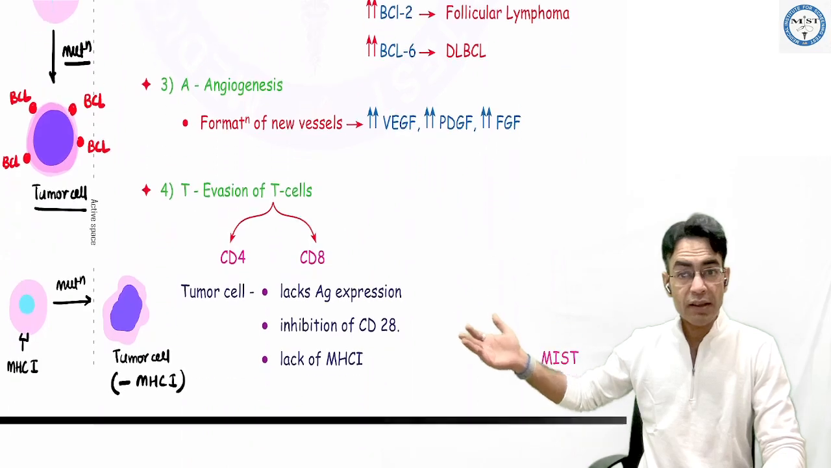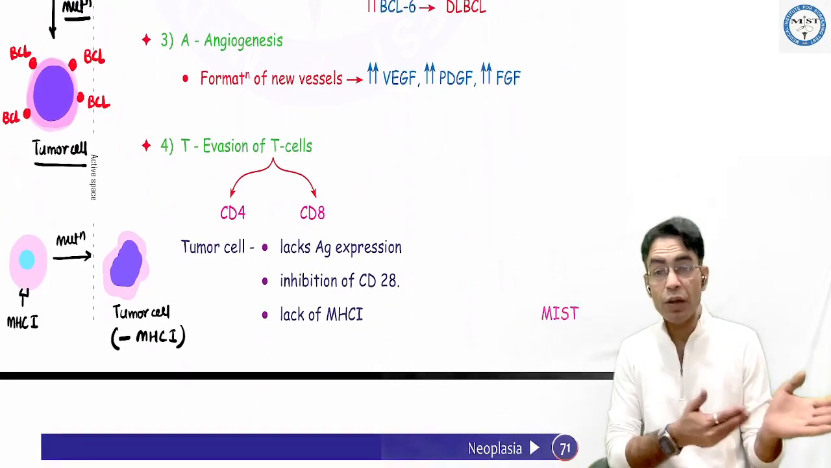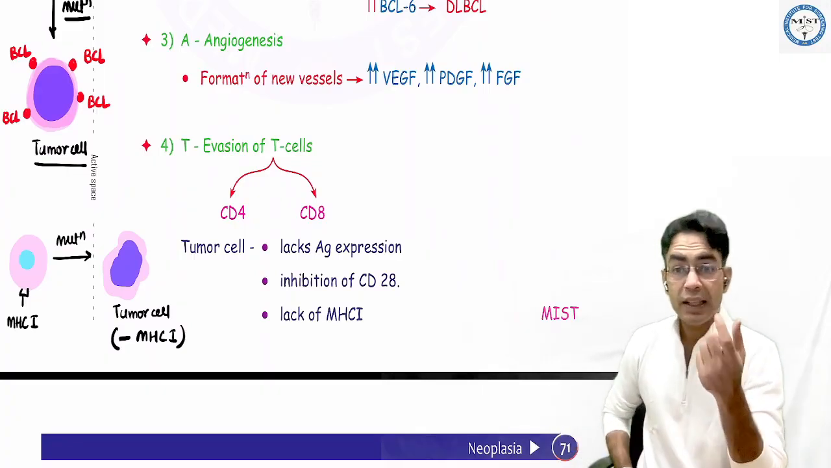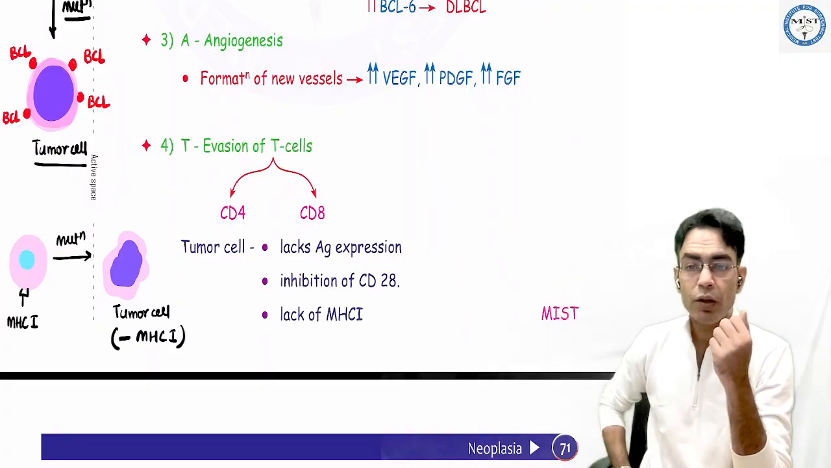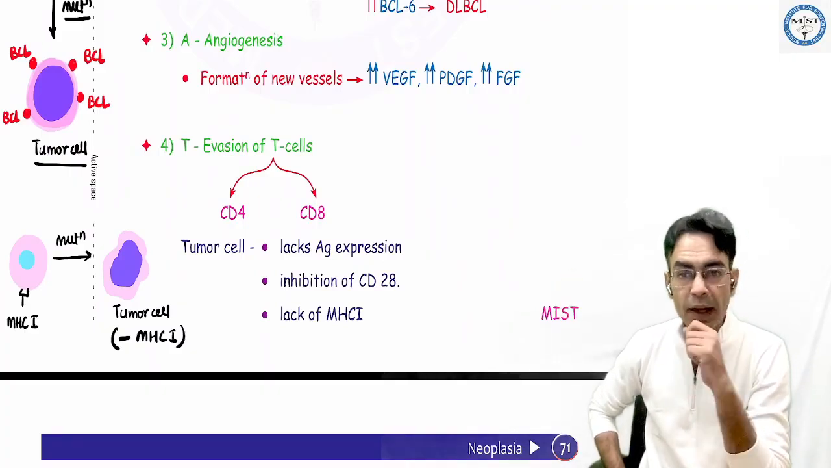And evasion of T cells, CD4, CD8, I have taught you already, I hope you have seen the immunity chapter and now you are revising this neoplasia. So for a T cell it is very important to activate the CD28 molecule, the co-stimulatory molecule. Tumor cells inhibit that. So the T cell will never be able to do anything.